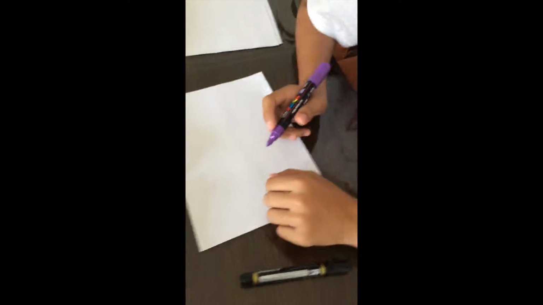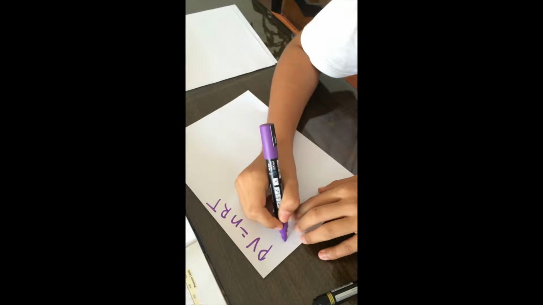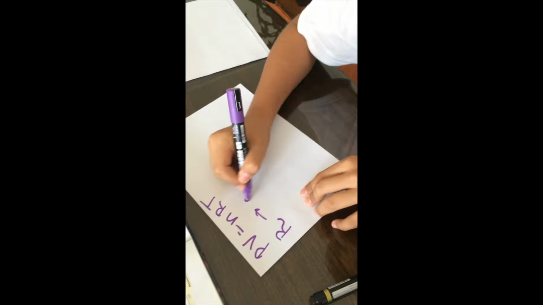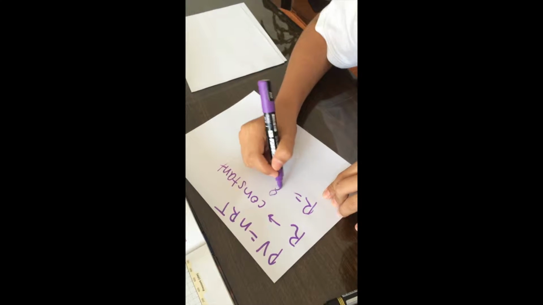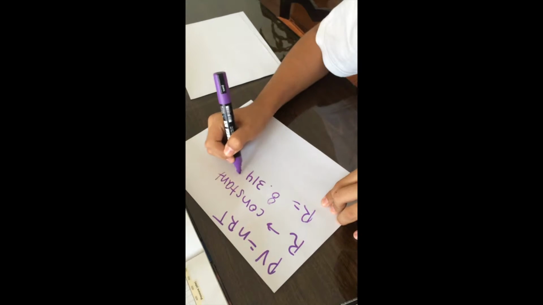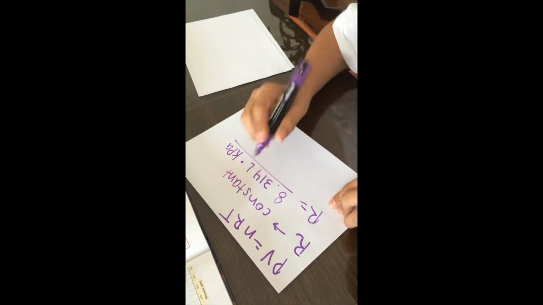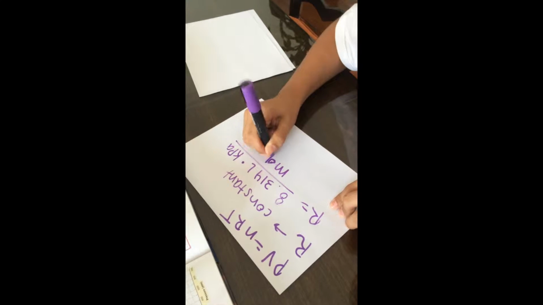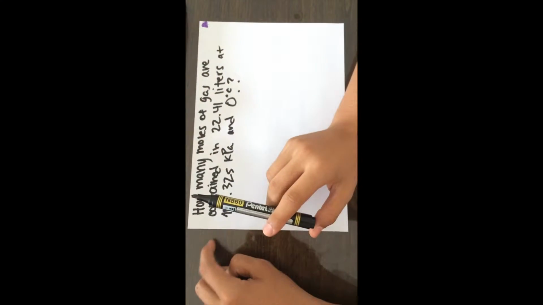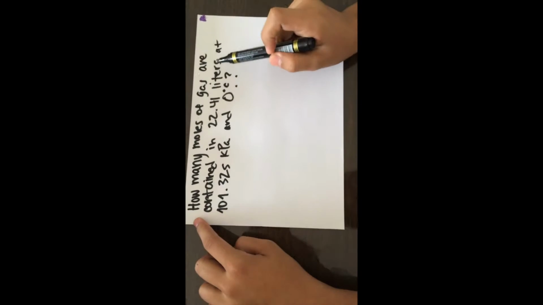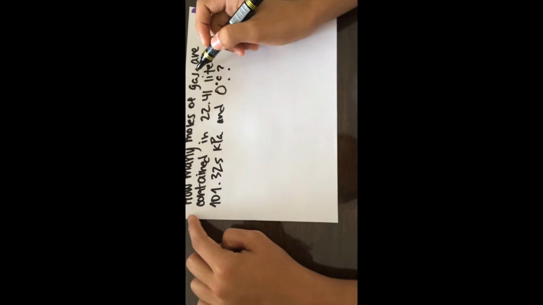In this ideal gas law, where PV equals nRT, R, which is a constant, equals 8.314 liters times kilopascals over mole times K. How many moles of gas are contained in 22.41 liters at 101.325 kilopascals at 0 degrees Celsius?